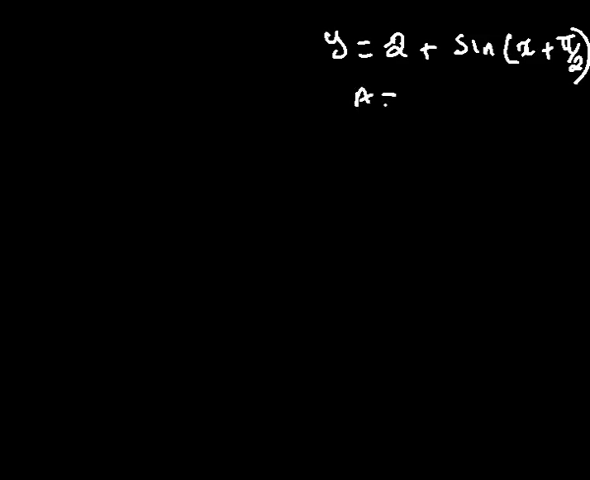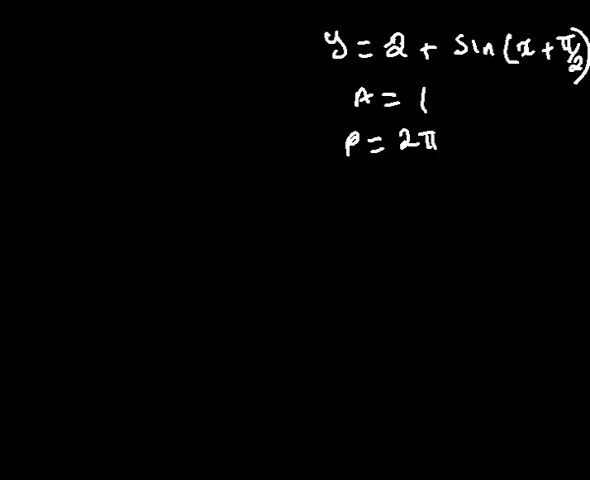What is the amplitude? We have it as a positive 1. And what is the value of b? We have it as 1. That's the coefficient of x. And what is the period? We have it as 2 pi over 1, which is given as 2 pi. So the period is 2 pi.